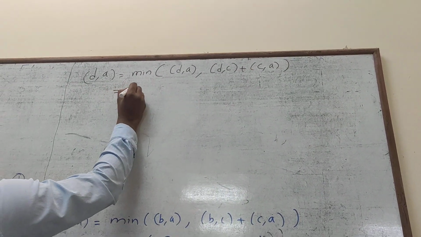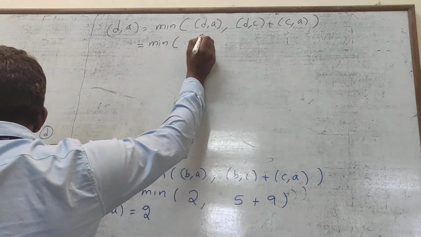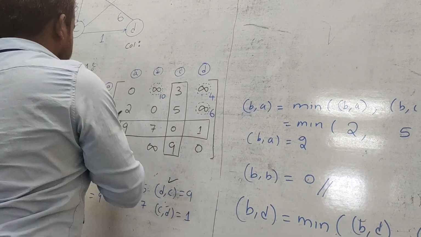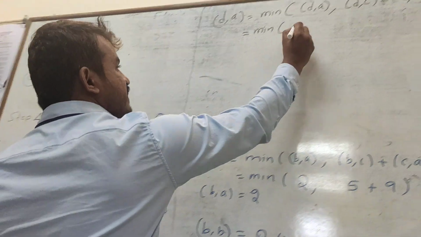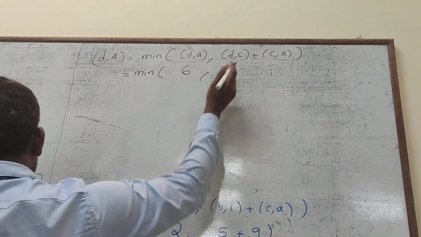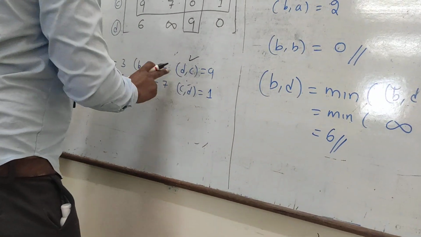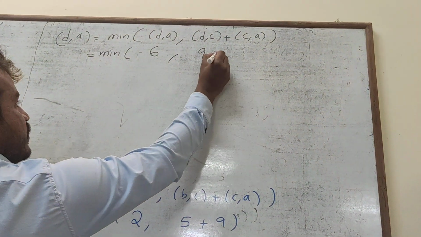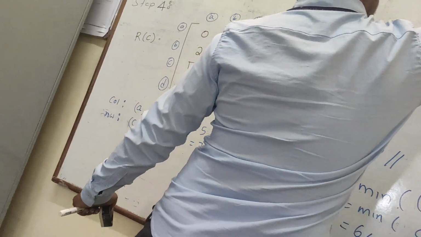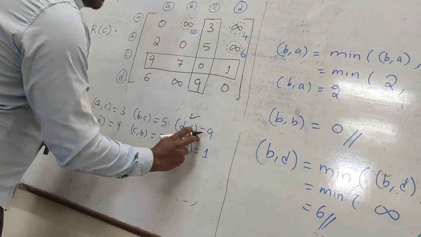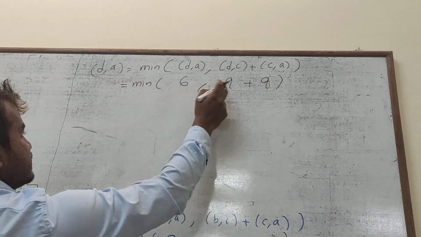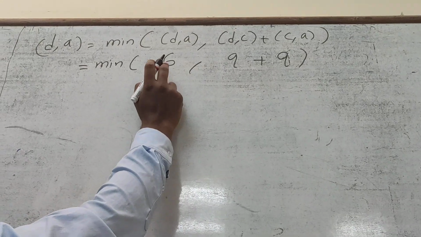The minimum of D to A. D to A is what? D to A, 6 is there. Then D to C is 9 plus C to A is 9. C to A is 9 and D to C is 9. What is 9 plus 9? It is 18, or 6. Which is best is the minimum one, 6 is the minimum.